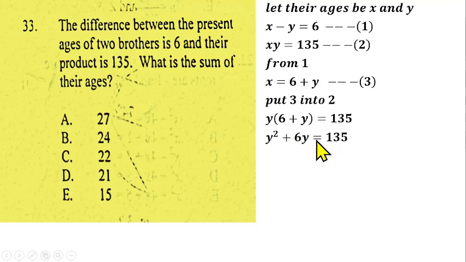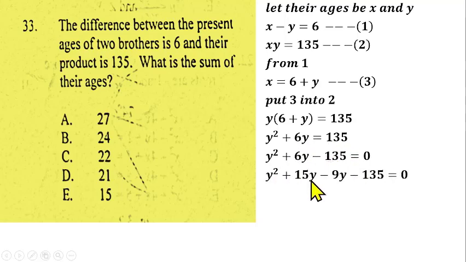Then take this down here. You have y squared plus 6y minus 135 equals 0. You have to solve this quadratic equation to get the value of your y. Then you can now go back and get your x. So two numbers you can multiply together to give us minus 135, and when you add them together, it will give us plus 6. They are 15 and minus 9. 15 times minus 9 will give us minus 135. Then 15 plus minus 9 will give us 6.